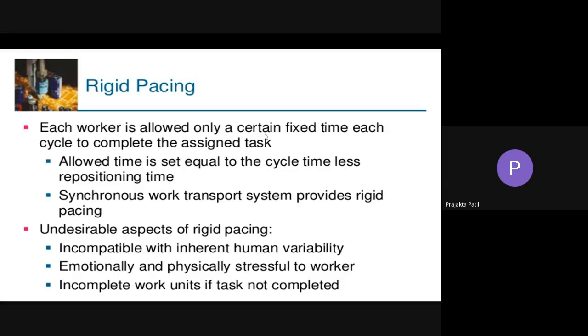Also, one more undesirable aspect of rigid pacing is that in a rigidly paced operation, if the task has not been completed within the fixed cycle time, the work units that exit the station will remain incomplete. So if you're not able to perform the task in the given time, then the work unit that had to be assembled will go incomplete, and hence the things will remain incomplete as and when they proceed forward. So that is yet another undesirable aspect of rigid pacing.